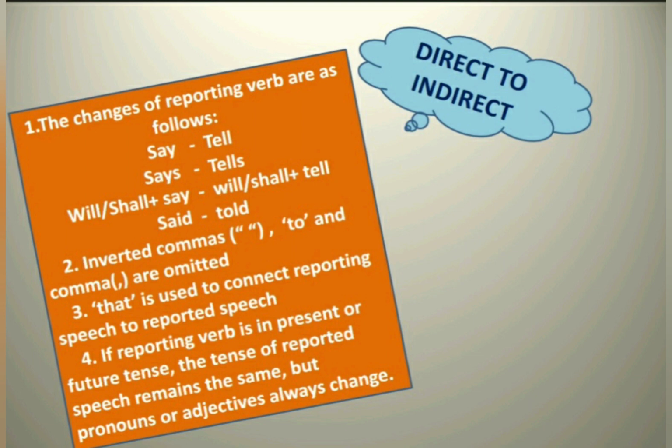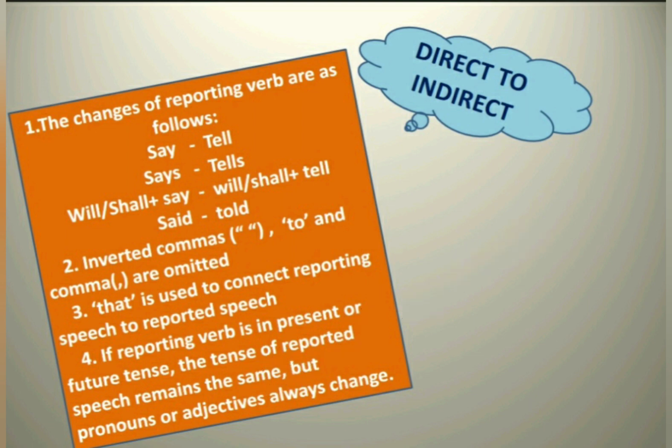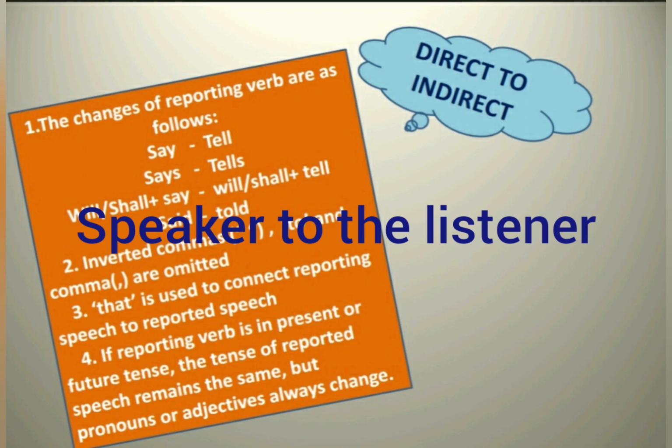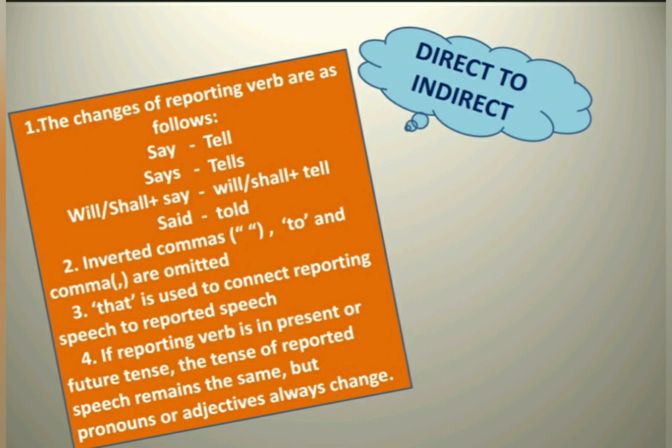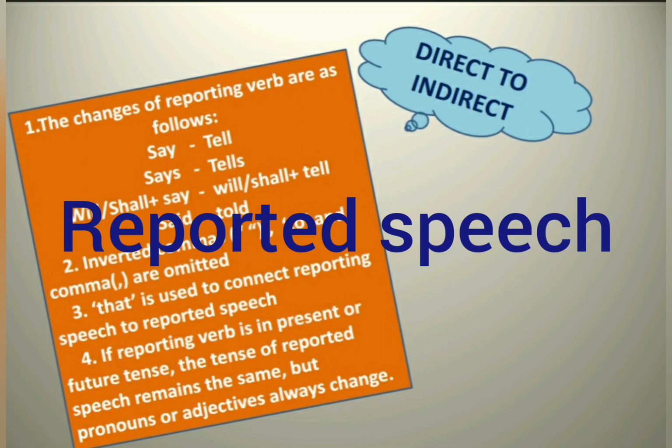The other changes are, as you see, that in direct speech, the actual words of the speaker are written in inverted commas. So when we convert this into indirect speech, these inverted commas, the comma, and also "to", which connects the speaker to the listener, are removed. And a connector, that, is used to connect the reporting speech to the reported speech. Also remember that if the reporting verb is in present tense or future tense, that means if the reporting verb is says, say, will say, or shall say, the tense of the reported speech will not change.